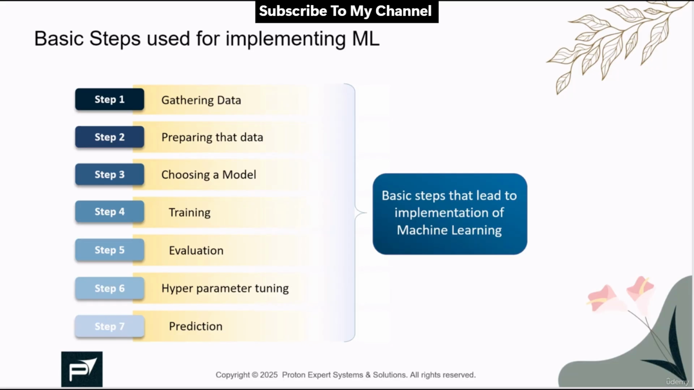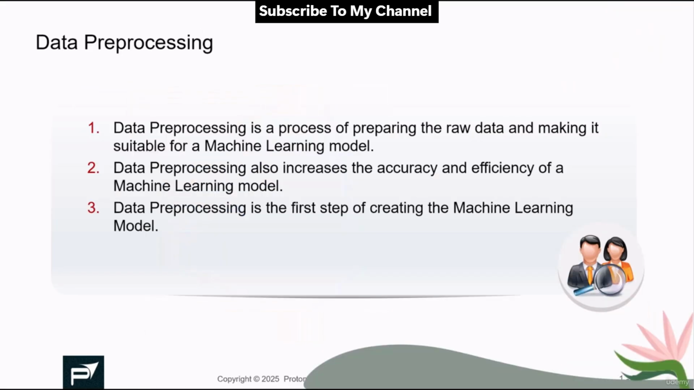Let's see what is data pre-processing. Data pre-processing is a process of preparing the raw data and making it suitable for a machine learning model. Data pre-processing also increases the accuracy and efficiency of a machine learning model. Data pre-processing is the first step of creating the machine learning model.